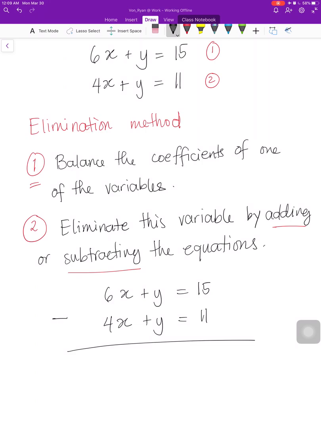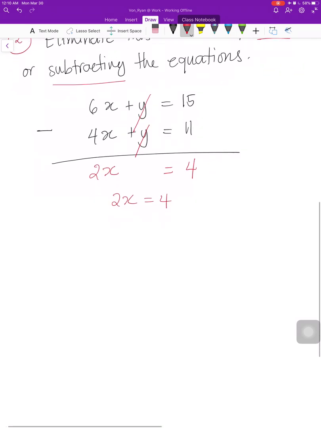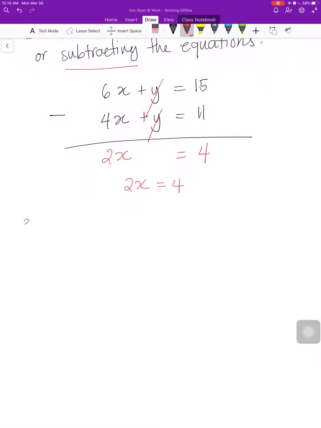So we have 6x minus 4x gives us 2x. So I'll write the answer in red. And then y minus y is 0, so that's going to be cancelled out, equals 15 minus 11 is 4. So our resulting equation now is 2x equals 4. Okay? And we proceed to step 3.